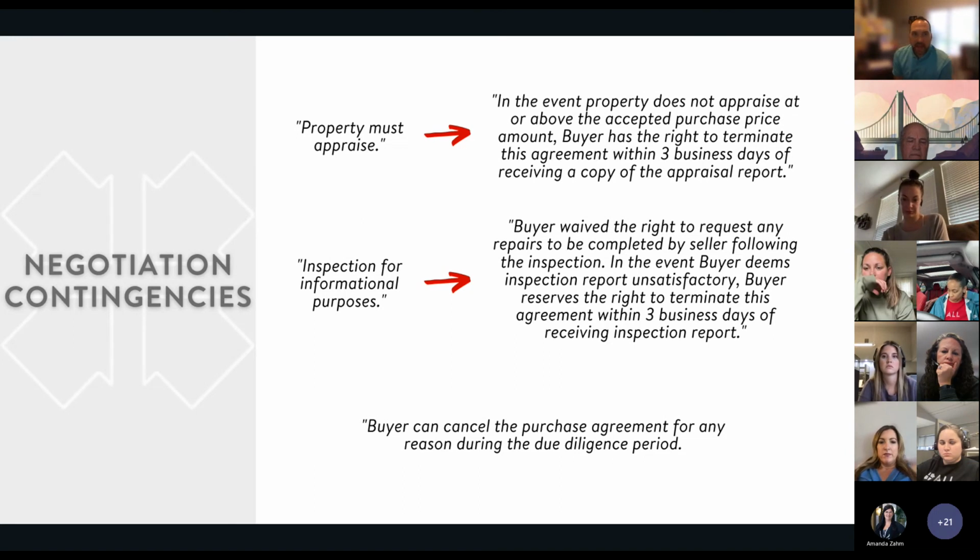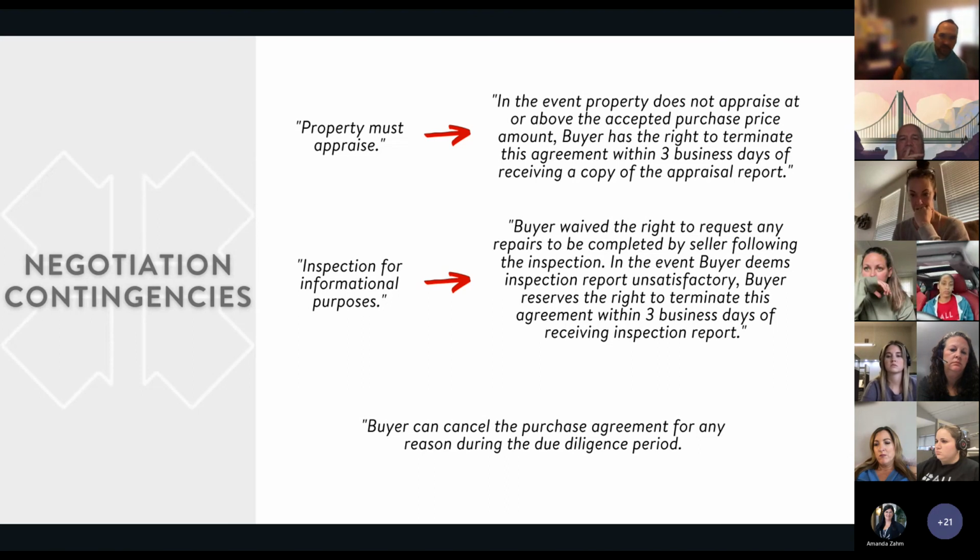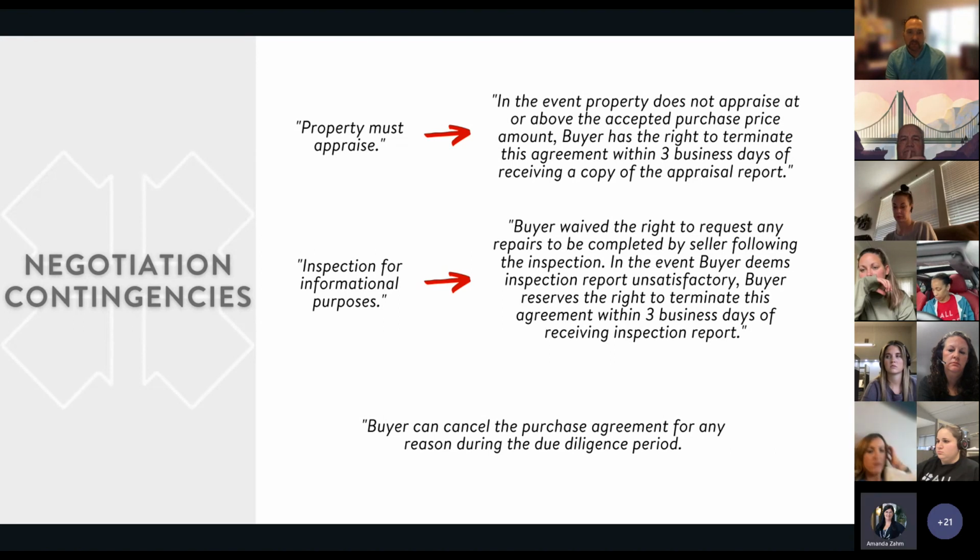I'll just jump in and add a couple other examples of contingencies that I've seen outside of this broad one that you just mentioned. It's on the bottom of the screen here. Buyer can cancel the purchase agreement for any reason during the due diligence period. That's very common. The due diligence paragraph is usually much longer, but that's the most important piece of it, that they have that out for any reason during the time period they've negotiated.